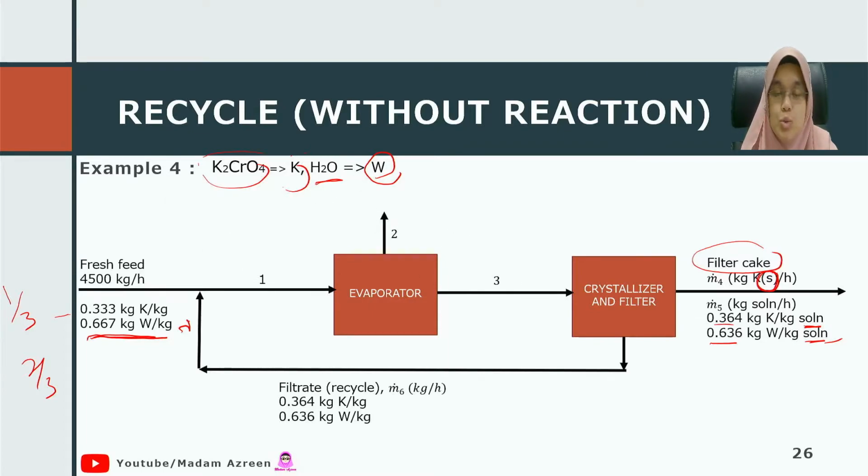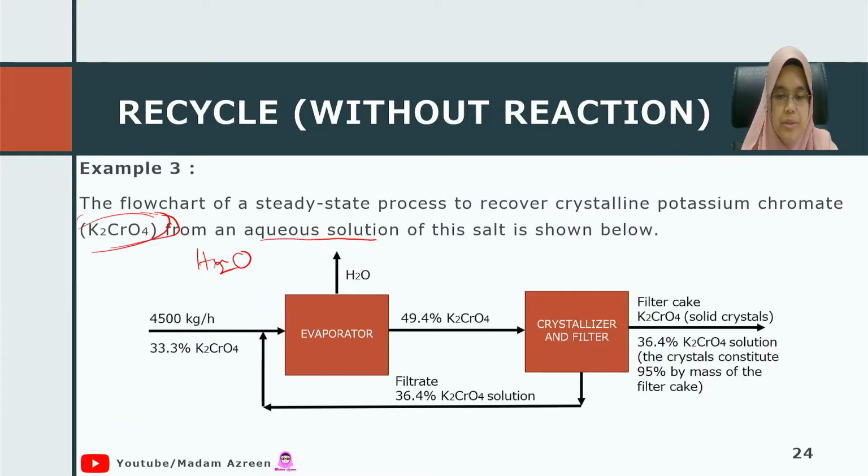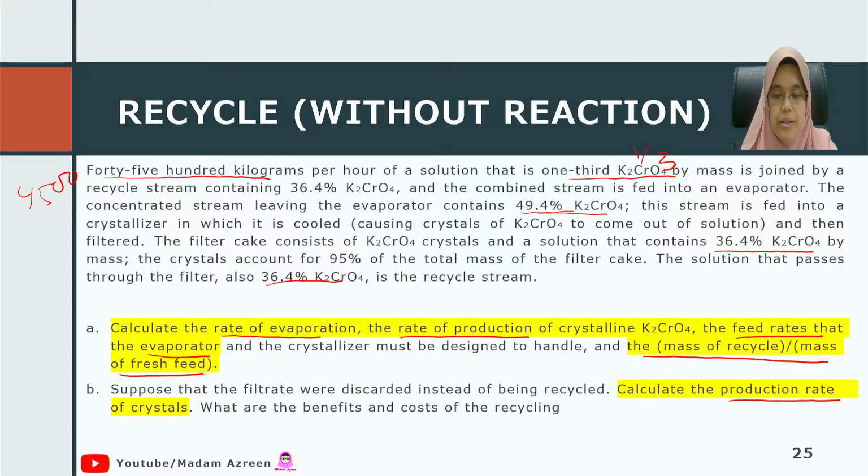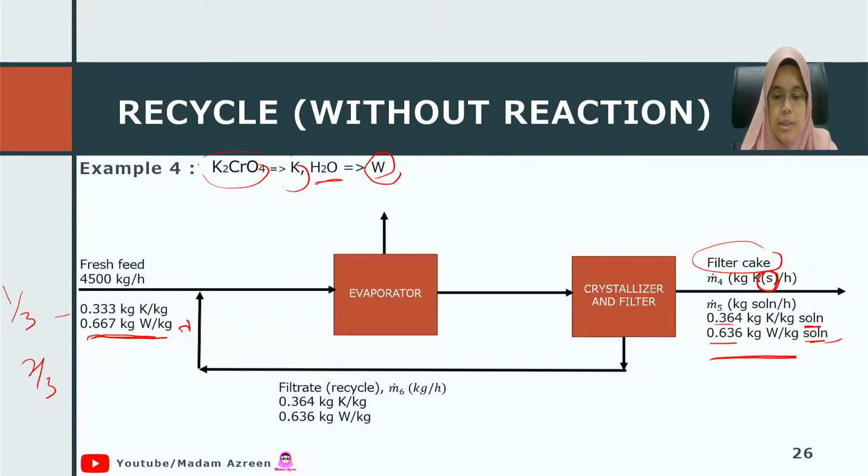The first thing you have to do is number the streams, 1, 2, 3, because we number the streams to make it easier for us to put in the unknowns. So I rewrite this based on the previous slide. This is given by the question, so we have to interpret this information and rewrite it again in the form of this one.